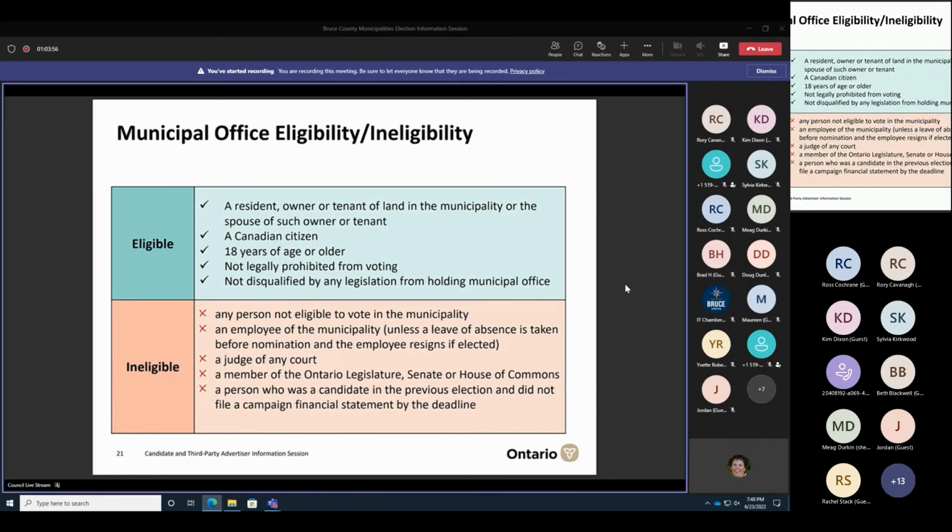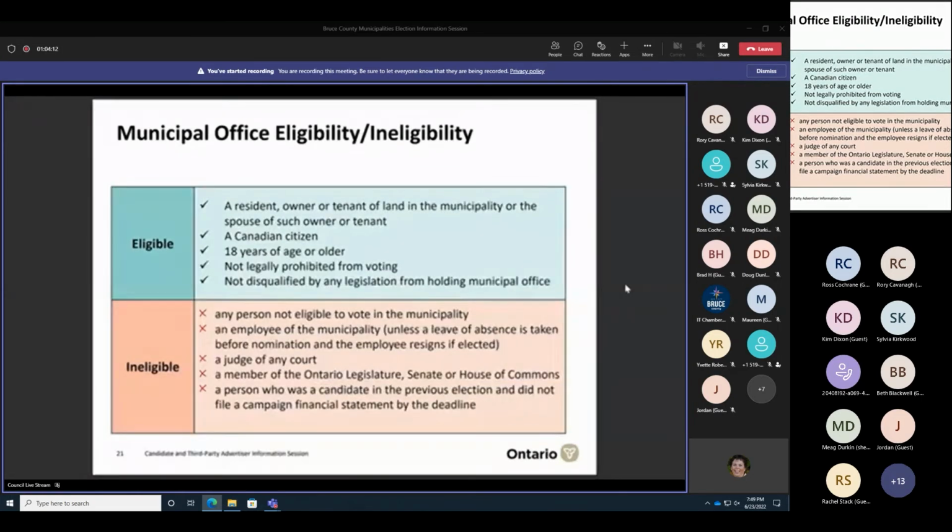Municipal office eligibility and ineligibility. You must be an eligible elector, which means you must be able to vote. So the list above shows voter eligibility as well as ineligibility to run and hold office.